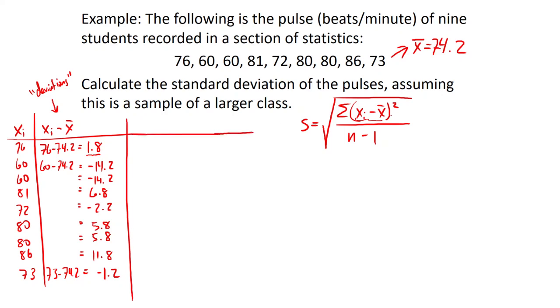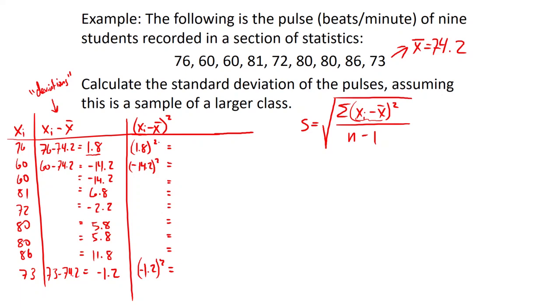So that's why in the formula, we take each of those deviations and square them. So now we're going to do 1.8 squared, and we're going to do negative 14.2 squared, and we're going to go all the way down. And you guys are going to have to help me because I can't square these numbers in my head. So you just got to go down the list. That's going to turn everything positive.